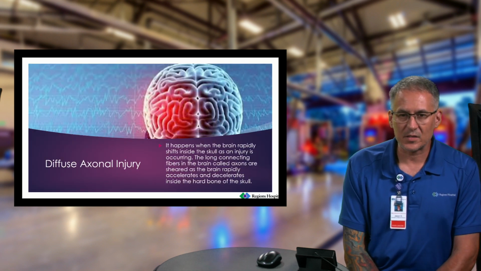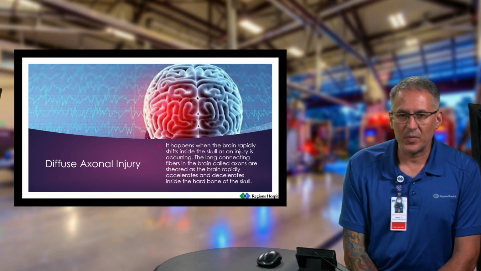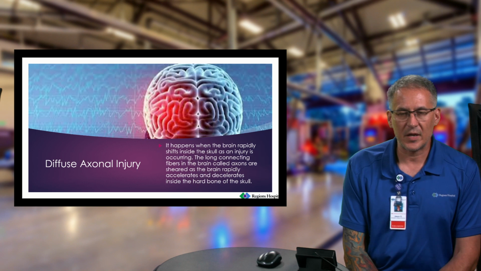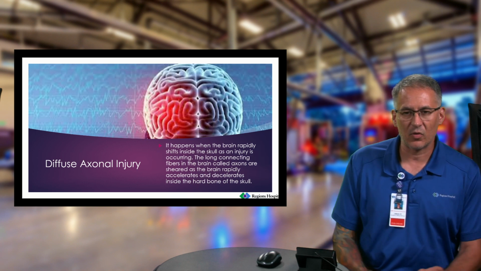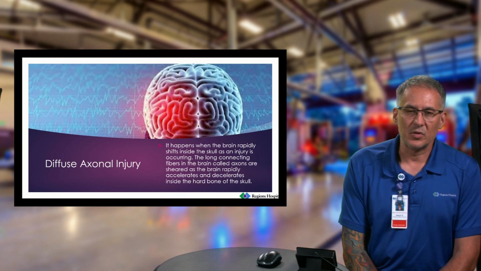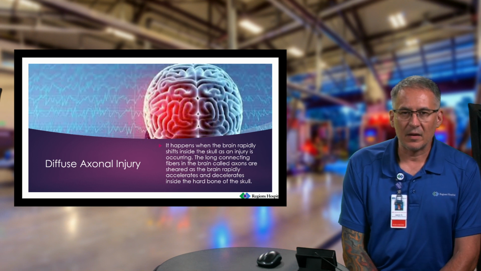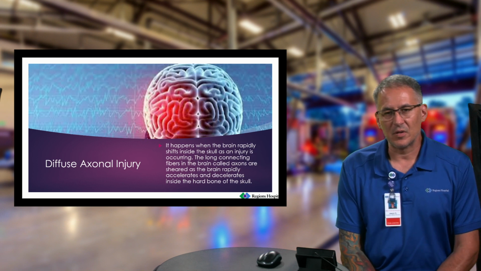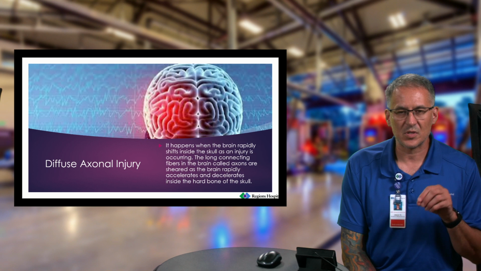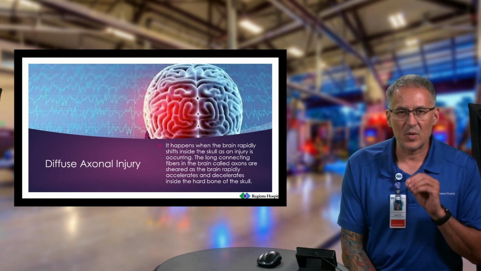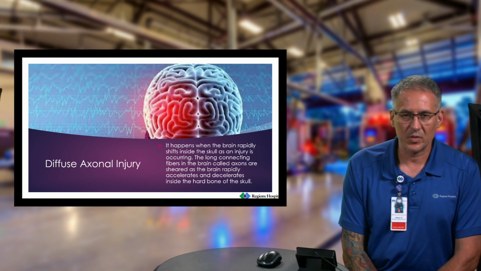With diffuse axonal injury, this is that rapid moving back and forth, coup contrecoup, shaken baby, where we get these shearing forces put on the neurons themselves. And on imaging it often appears as a diffuse, cloudy injury pattern in multiple areas within the brain.